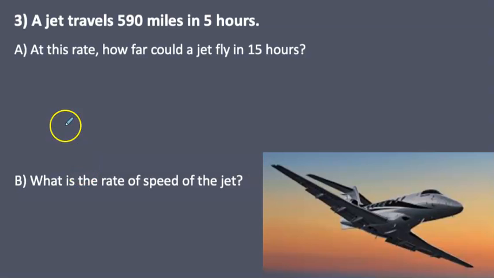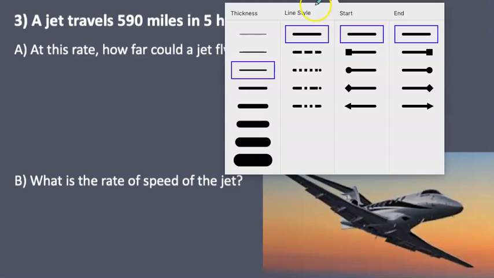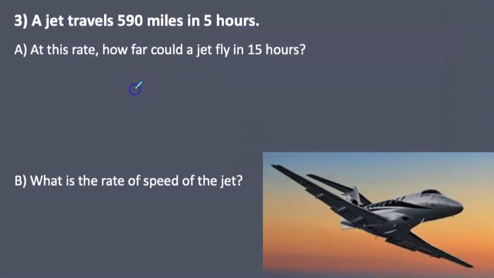Number 3. A jet travels 590 miles in 5 hours. At this rate, how far could a jet fly in 15 hours? When I'm looking at this problem, I realize that I can solve this using a proportion. And there's 2 clues that I use.